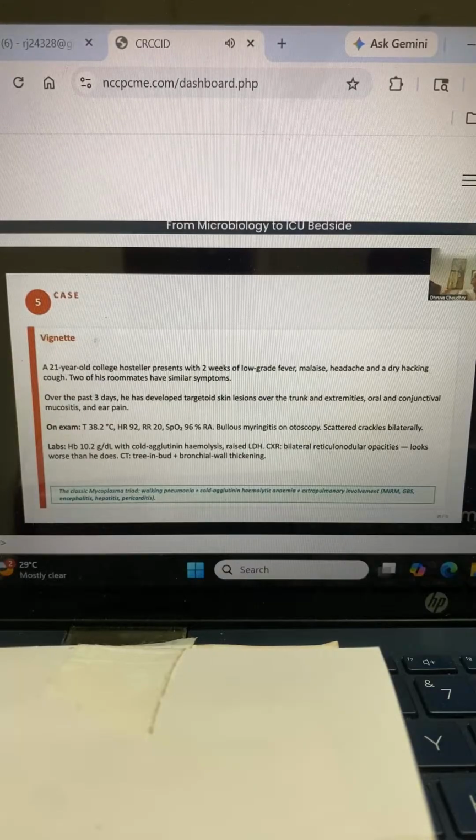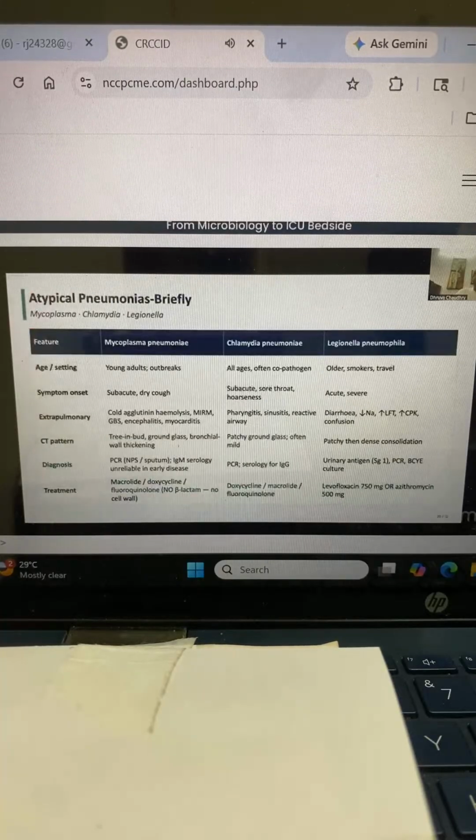This is the classical mycoplasma triad, also known as walking pneumonia. So here we have a cold agglutinin hemolytic anemia, extrapulmonary involvement, and obviously the atypical pneumonia. You have 3 groups of things: Mycoplasma, Chlamydia, and Legionella. I think that is very important. Legionella will be for the old smokers with travel. That is where the history of travel to Bangkok or to Thailand was important.